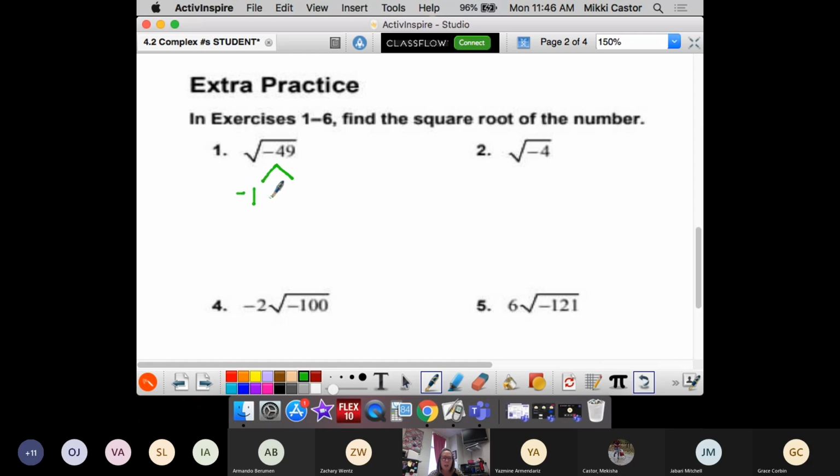It would be -1 times 49. That's the first part that I want to do as far as breaking it down. Okay, -1 is prime, so I'm going to bring it straight down. And then 49 would be 7 times 7. So what I have now is the square root of -1 times 7 times 7. Because I'm doing a square root, what I'm going to be looking for is pairs of something.